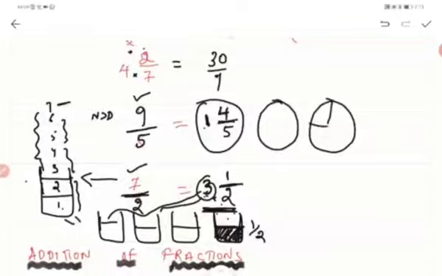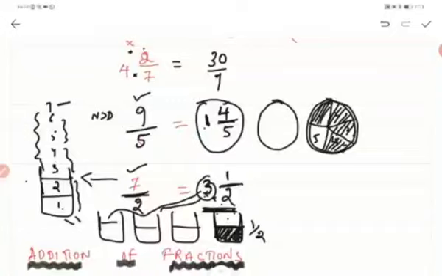So if I divide it into 5 parts, 1, 2, 3, yeah, 5, isn't it? 1, 2, 3, 4, 5. So out of 5 parts of this circle, how much is used? Only 4. So I will shade the 4 regions of this circle. So this is how you represent pictorially.